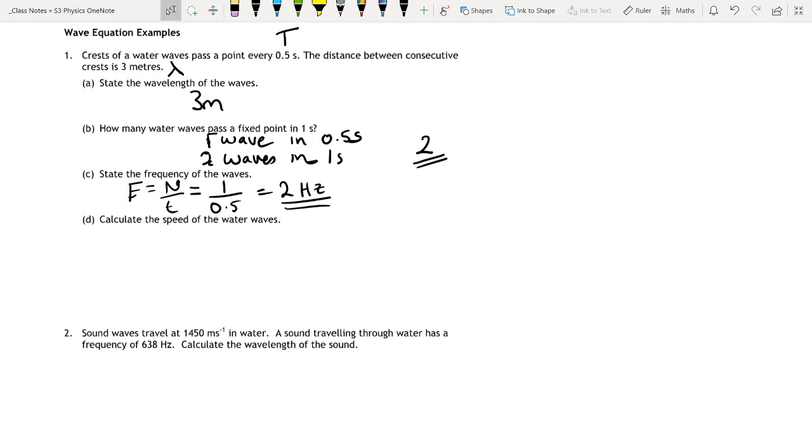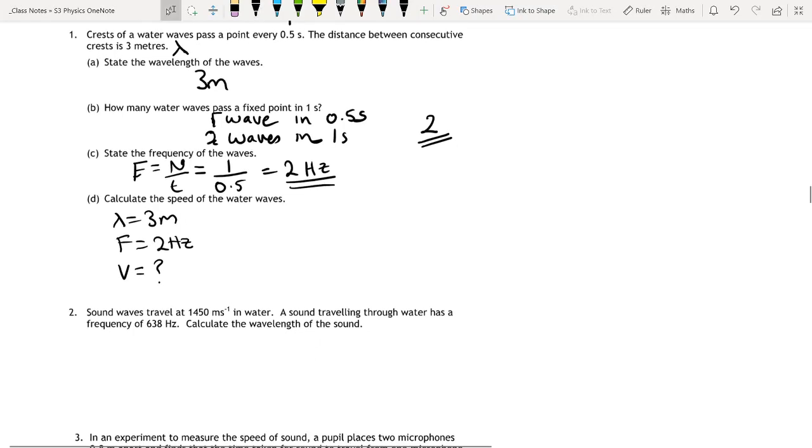So we've got the wavelength, which is 3 meters. The frequency we've worked out to be 2 hertz. And it's asking us for the speed of the water waves. So we're going to use our new equation. Speed is frequency times wavelength. So 2 times 3, which is 6 meters per second.